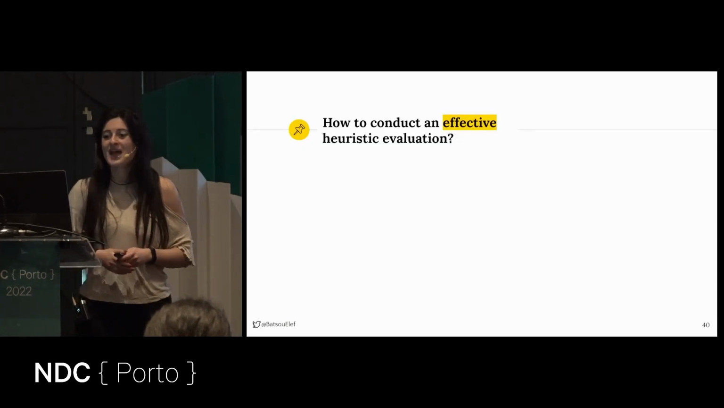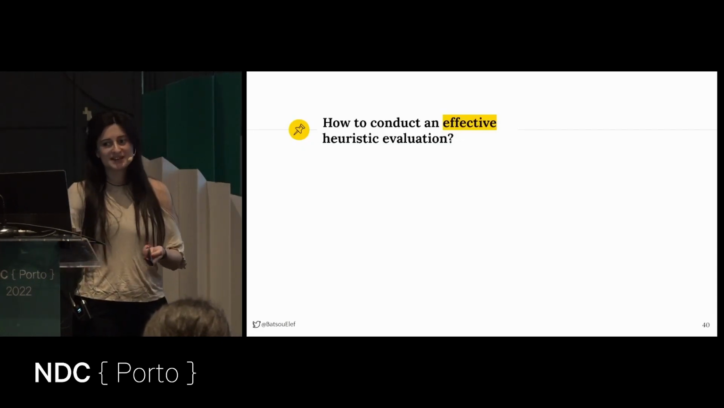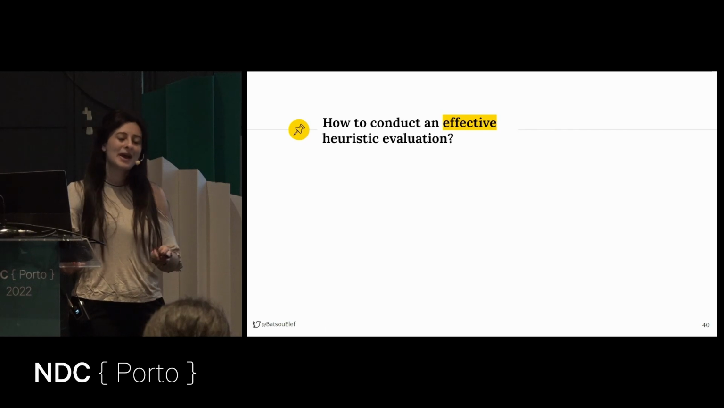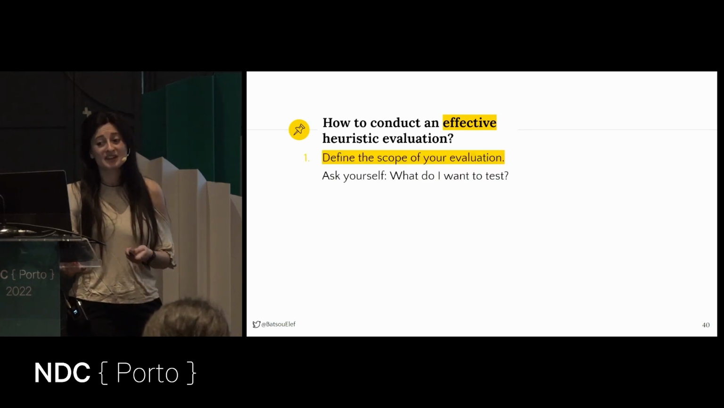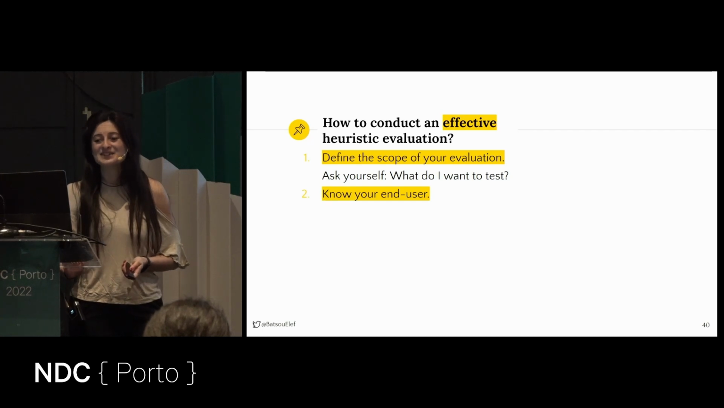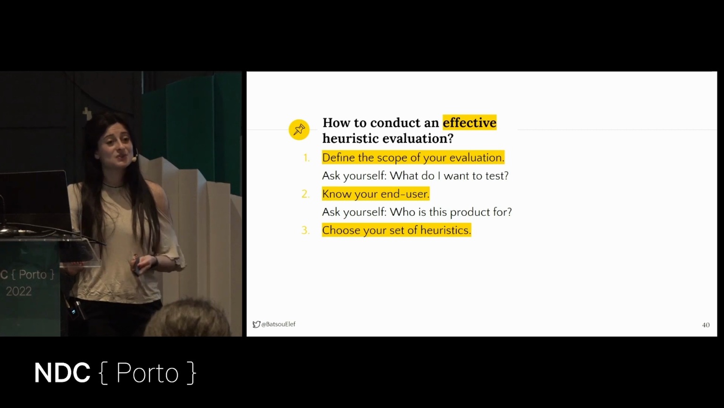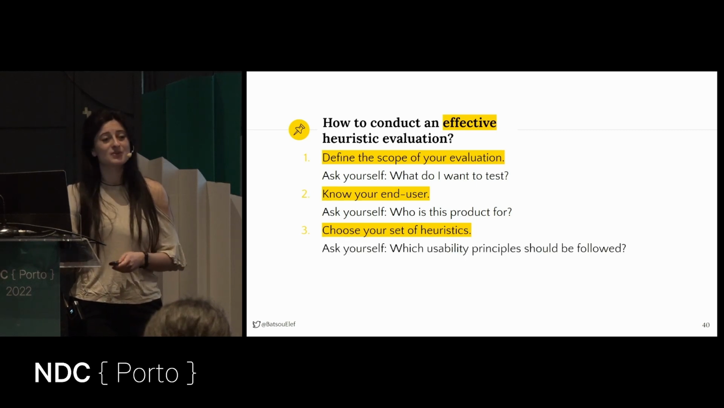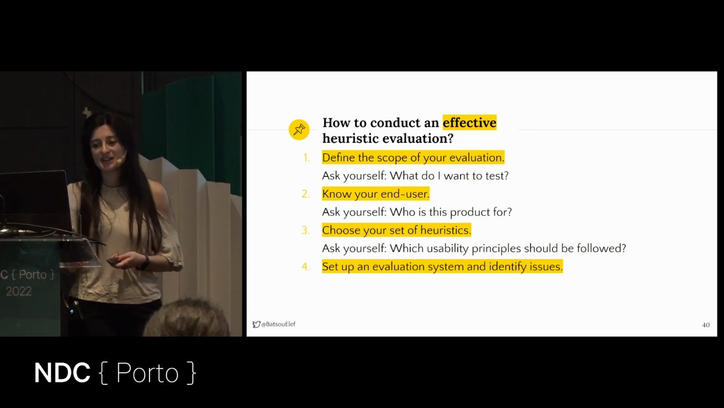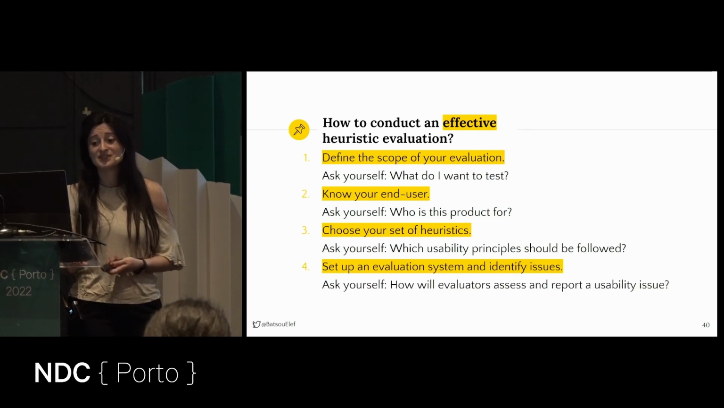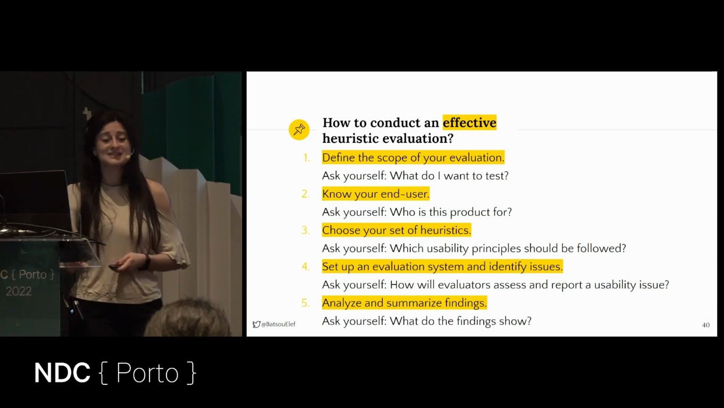Now, how to conduct an effective heuristic evaluation? We have to answer some questions. So first of all, define the scope of your evaluation and ask yourself or your team, what do I want to test? This is very basic. And know your end user. Ask yourself, who is this product for? Choose your set of heuristics, and as I mentioned, we will follow here specific guidelines. And set up an evaluation system, identify issues, and last but not least, analyze and summarize your findings.